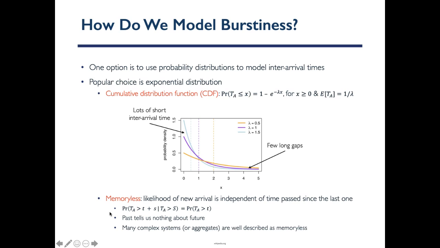One property of the exponential distribution is the likelihood of a new arrival.